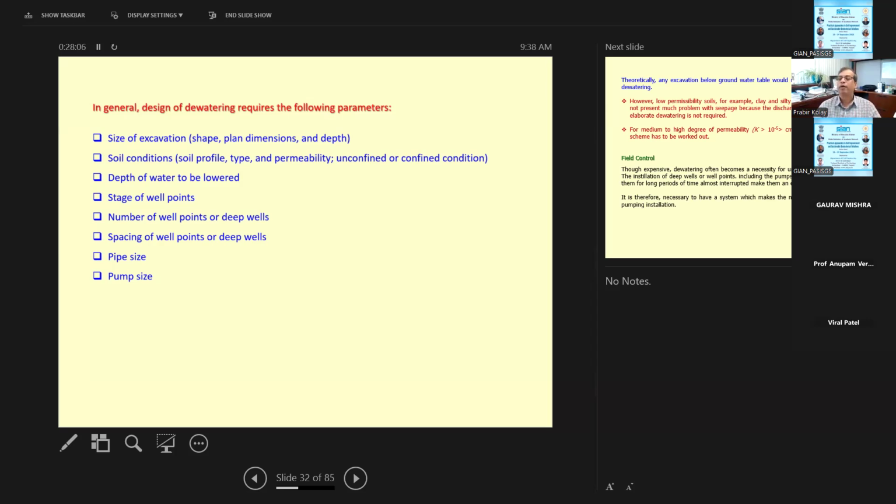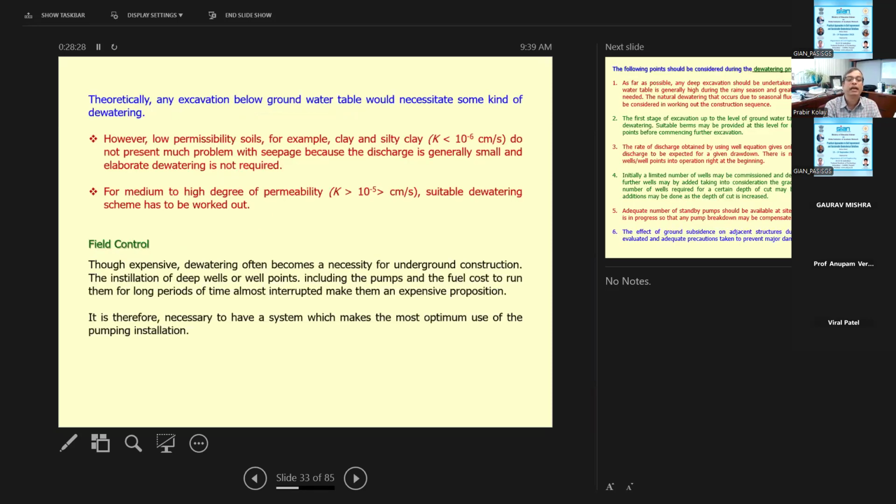The spacing of the well points: how many well points, and what should be the spacing of the well points. And then you also need to know the pump size, and the pipe size, how much is the diameter of the header or riser pipe. All these things you need to decide to lower the water table, that is, the dewatering technique.